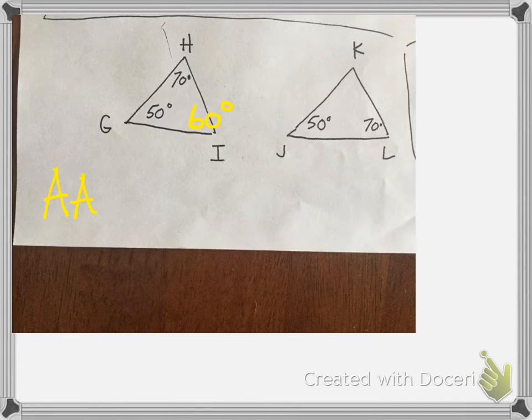J and L similarly are 50 and 70. They add to 120, so K is 60. So these are similar by angle, angle.